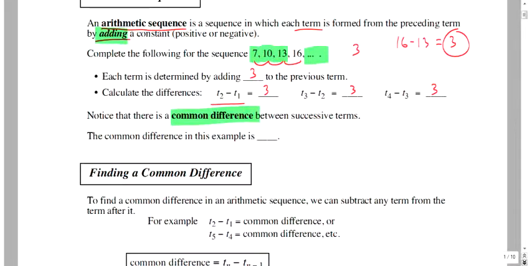Common difference. We add something to it. This is saying the same thing. Okay? The common difference is 3. That's what we're adding to each term to get the next one. But what did we do here? There's a common difference between a term and its previous term. Okay? It's saying the same thing.